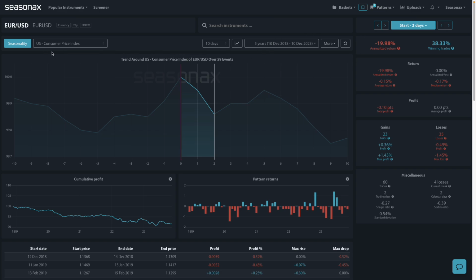years, around the print of the consumer price index data, the Euro US dollar has lost value over 60% of the time for an average return of minus 0.15% in the 2 days after the event. So look out for US dollar strength and Euro US dollar selling around the CPI print, particularly if it comes in much higher than markets are expecting.